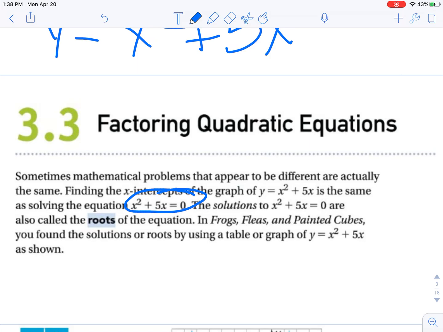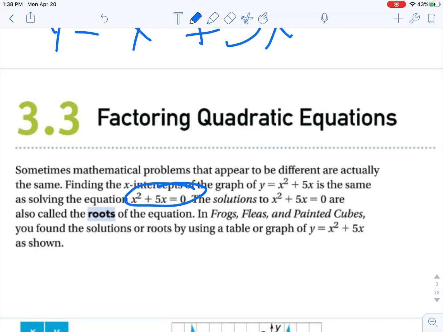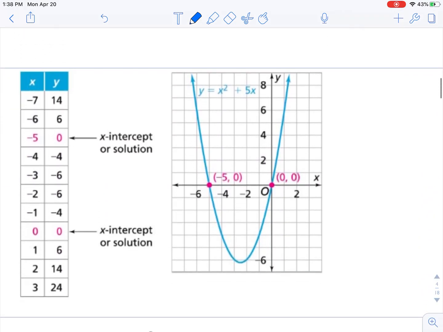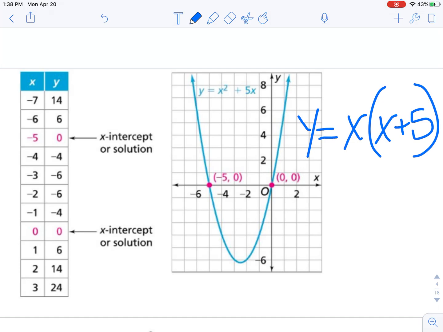And in Frogs, Fleas, and Painted Cubes, you found the solutions or roots by using a table or a graph of y equals x squared plus 5x. So let's take a look at that, okay? So again, I'm going to write the factored version of that equation down here. We know that y equals x times (x plus 5). Okay, so this is the graph and table for that equation. Here in the table, you'll notice that when y is 0, x is negative 5. You can also see that here on the graph, right?